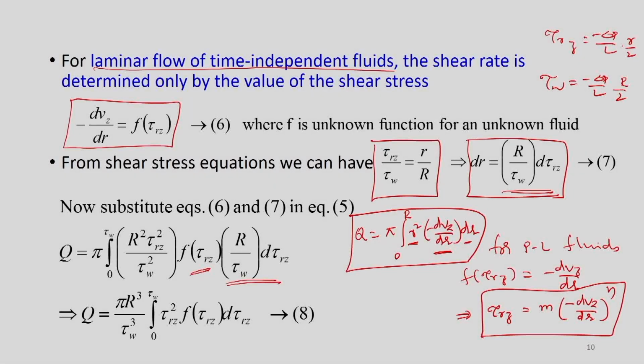Now, if you rearrange this equation, or take pi R cube by tau w cube outside of the integration, you get q is equal to pi R cube divided by tau w cube, integral tau rz square f of tau rz d tau rz from 0 to tau w. Further, this equation can be simplified.